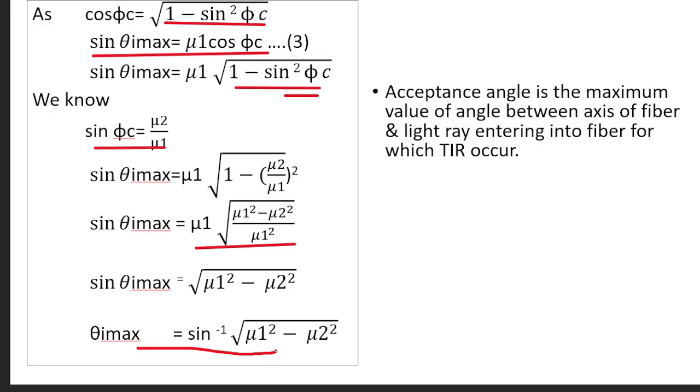Here theta i max is nothing but the acceptance angle. So here is the definition of acceptance angle. The acceptance angle is the maximum value of the angle between the axis of the fiber and the light ray entering into the fiber for which the TIR occurs. So what is this TIR? Total internal reflection. That means here is the maximum value of angle for which total internal reflection will occur. This is known as the acceptance angle.